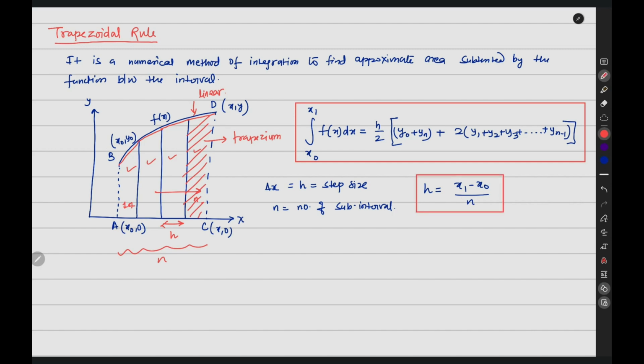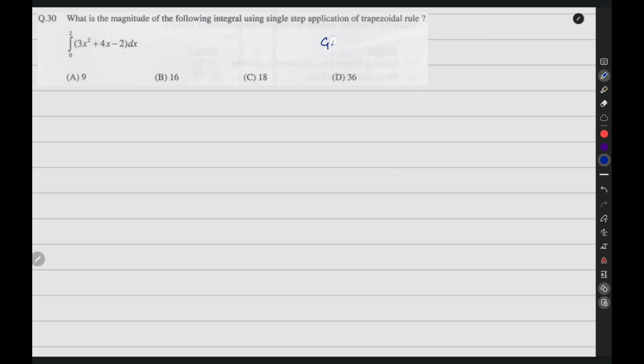Now we have understood the concept and now we will solve a previous year question. This is a GATE 2009 question. According to the question, what is the magnitude of the following integral using single step application of trapezoidal rule? In each question, we are going to write three things: function f(x), subinterval, and step size.